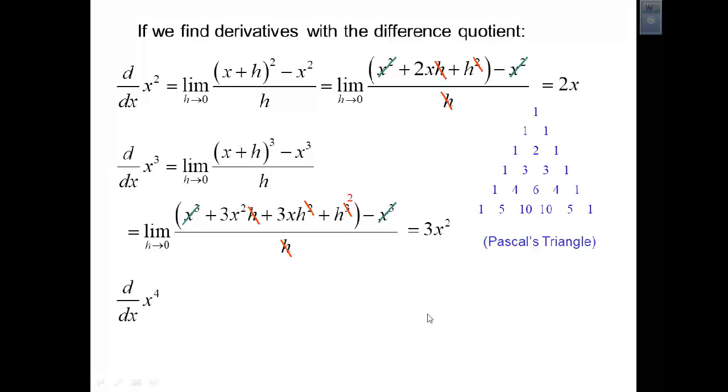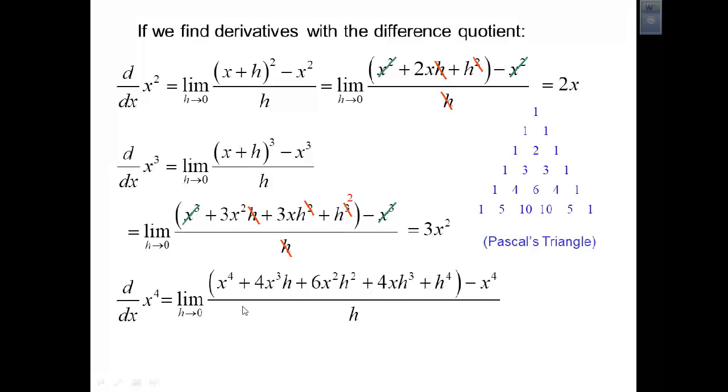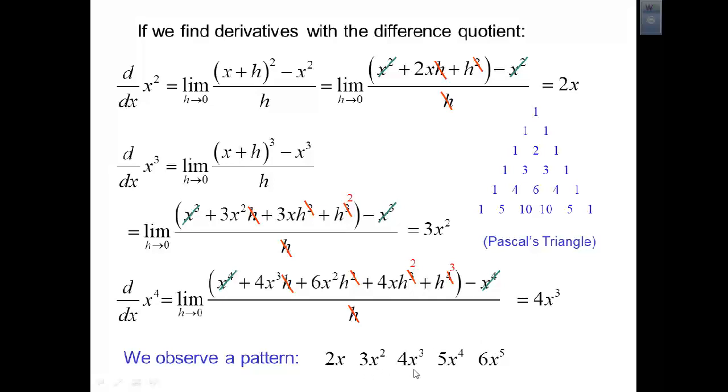And when we take the derivative of x to the fourth, using Pascal's triangle again to expand the x plus h to the fourth power, we're going to get all this. I'm not even going to talk through it. And all that stuff's going to cancel out, and we're going to be left with 4x to the third. So hopefully you observe a pattern. The derivative of x squared was 2x. The derivative of x to the third was 3x squared. The derivative of x to the fourth is 4x to the third. The derivative of x to the fifth is 5x to the fourth. The derivative of x to the sixth is 6x to the fifth.